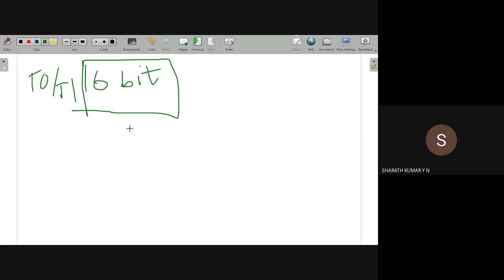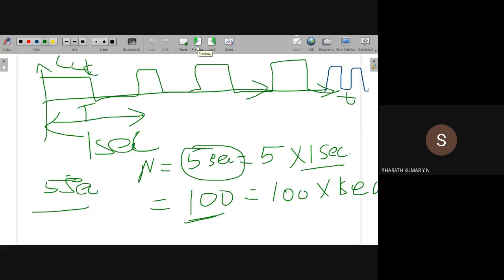That means the maximum number of clock pulses it can count is 2 to the power 16, let us say 65,536 clock pulses each timer can count. As I was taking the example just now, yeah, this example. I need to generate, for example, a 5-second delay.